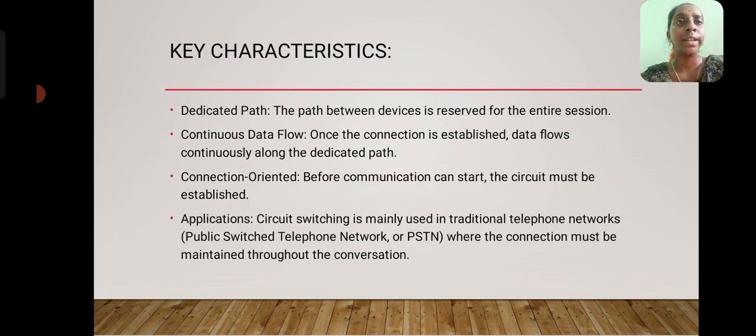The key characteristics of circuit switching are: dedicated path, where the path between devices is reserved for the entire session; continuous data flow, where once the connection is established, data flows continuously along the dedicated path; and connection oriented, where the circuit must be established before communication can start. Circuit switching is mainly used in traditional telephone networks, the public switched telephone network or PSTN, where the connection must be maintained throughout the conversation.